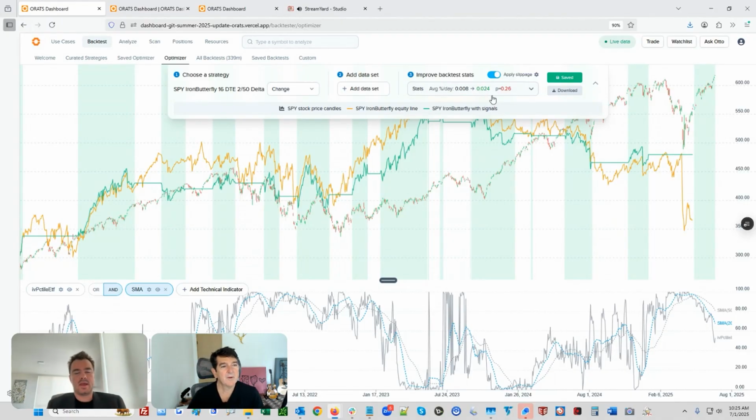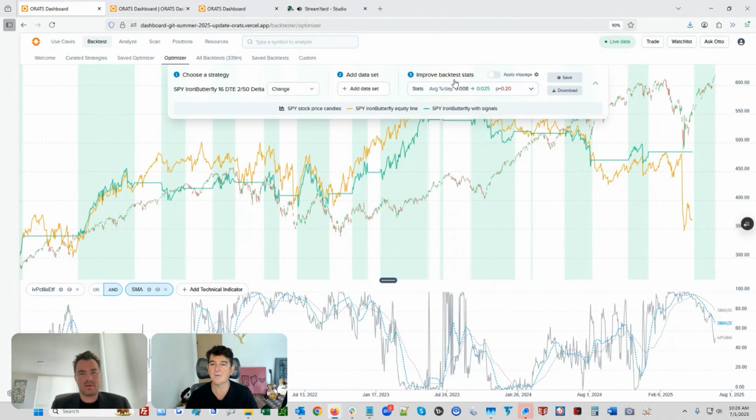Can you toggle it on and off really fast? Yeah, I just did. I think it's 0.24 is the daily here. Yeah. And then it's just 0.25, so it's not that much different. You can see how it does improve the p-value as well. But it's not too bad in this case.